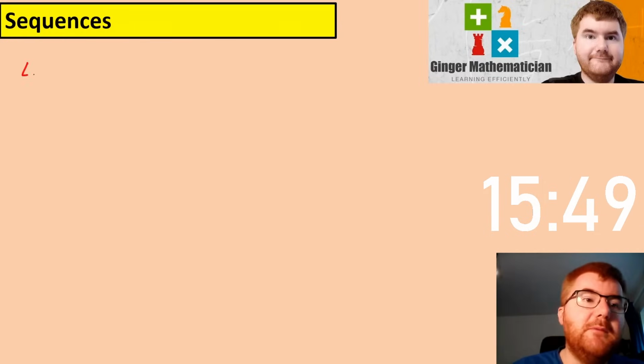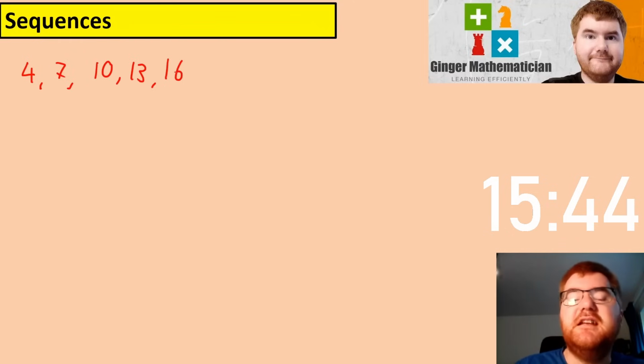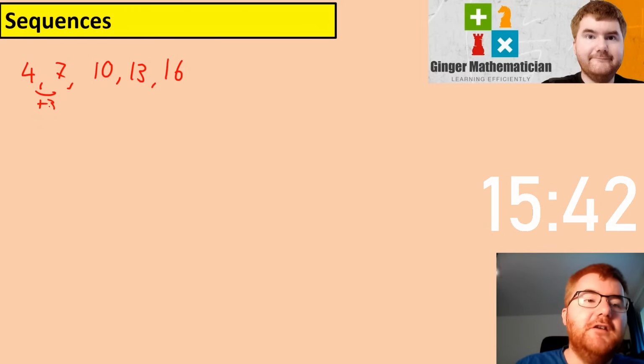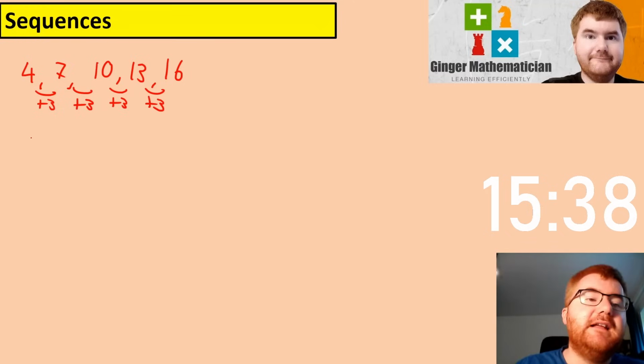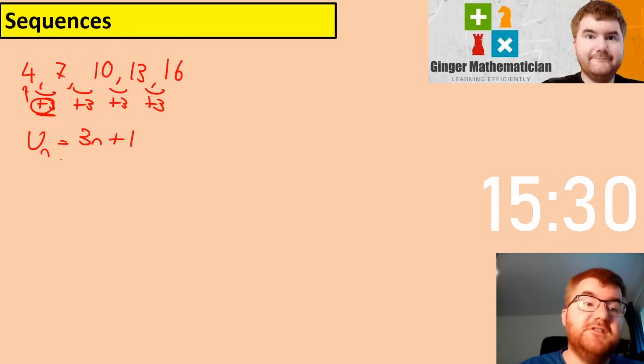Sequences, so this is when we just have numbers in order here. So 4, 7, 10, 13, 16. So we have to find the difference. So with linear sequences, we have the same difference each time. To work out the nth term, we take the difference, we put an n next to it, and what do we do to 3 to get to 4? Well, we add on 1. This also works for subtracting.